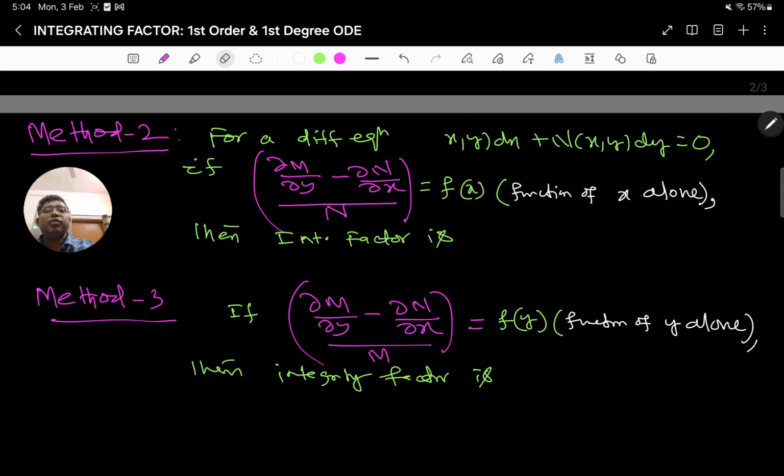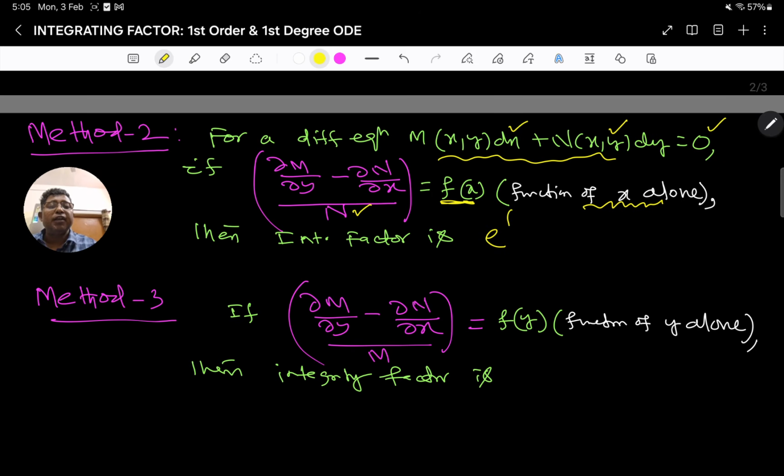Usually a differential equation is given of this form. We first check if it is exact: del M by del y equals del N by del x. If not exact, then we find this difference, del M by del y minus del N by del x, and we divide by N. We see whether the division by N is easy or the division by M is easy. If the division by N brings the function as f(x), only a function of x, there is no y, then the integrating factor of this equation is e to the power integral f(x) dx. Okay, so this is the integrating factor.